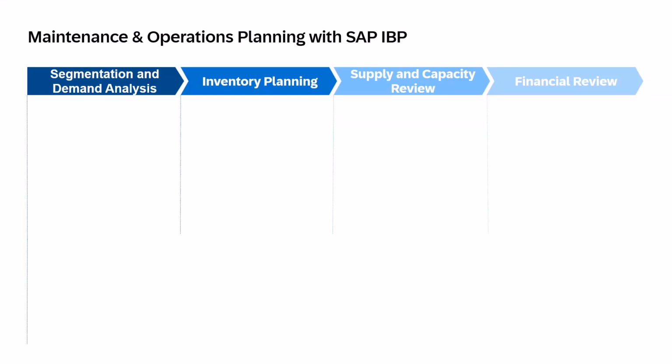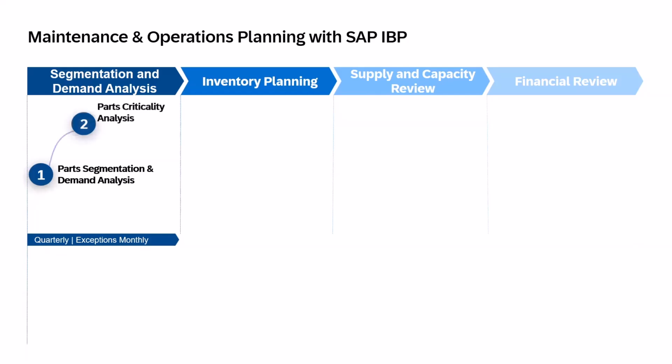operations planning process, we use SAP IBP to first conduct a segmentation and demand analysis. This step includes part segmentation based on part criticality, as well as creating a forecast of required parts and resources. The primary facilitator for this step is an MRO planner or an inventory planner, while the main stakeholders include maintenance planners and the supply chain manager.